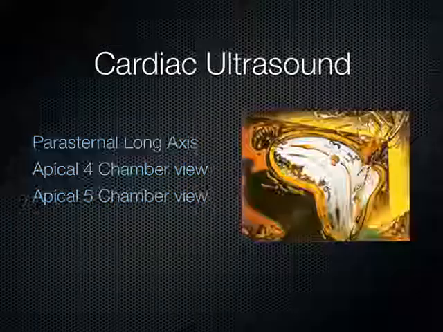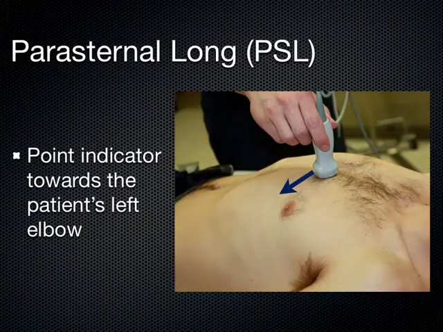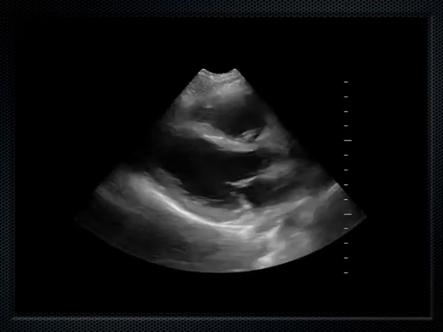So just recall that in the parasternal long axis, we have the indicator pointing towards the patient's left hip or left elbow, and the probe is right against the sternum. Apical 4 chamber and apical 5 chamber, for that matter, we've got the indicator pointing to the patient's right. And this is all with the dot on the left-hand side of the screen, which is the standard radiology configuration. So again, parasternal long, indicator to the left hip, and this is what it looks like.